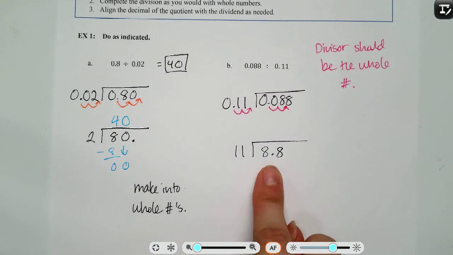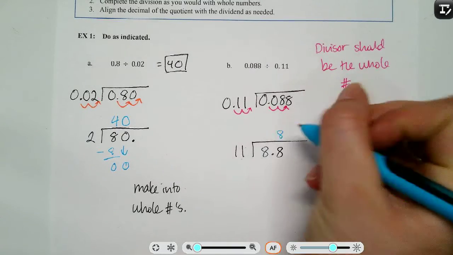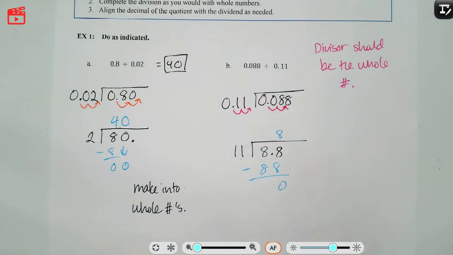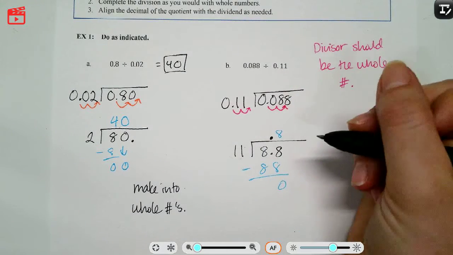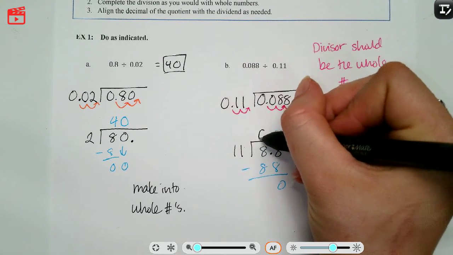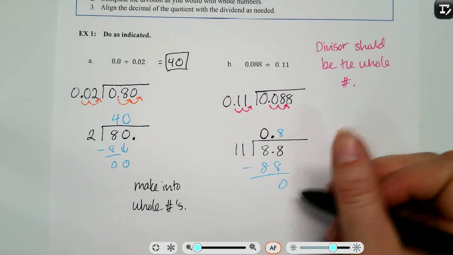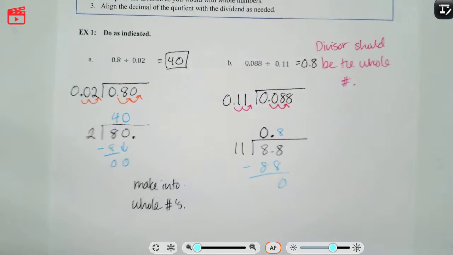So can 11 go into 88? Yeah, it can. How many times? 8. Very good. But remember, there was that decimal place right here. Okay, and as usual, because we are good vet technicians and people, we're going to add that 0 in front. Okay? So our answer, ooh, I sort of squished it right there. It's going to be 0.8.